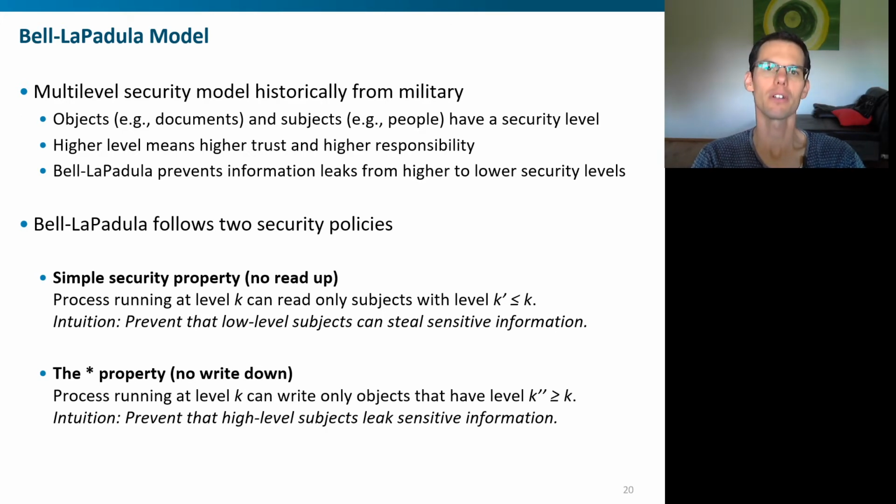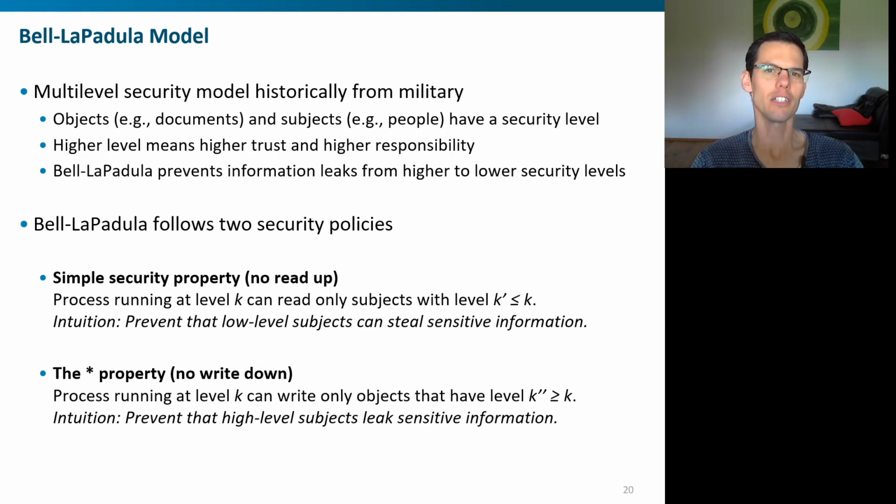The other one is a bit more complex, and requires some more thought. The star property, no write down, which implies that a process running at level K can only write to objects that have level K prime prime, which is larger or equal to K. Meaning, the general can only write to documents which are classified top secret, which is the same security level as the general, or even above, like the president, but the general could not write to documents which are below his security level. Like if the foot soldier creates a document, the general will not be allowed to write to this document.